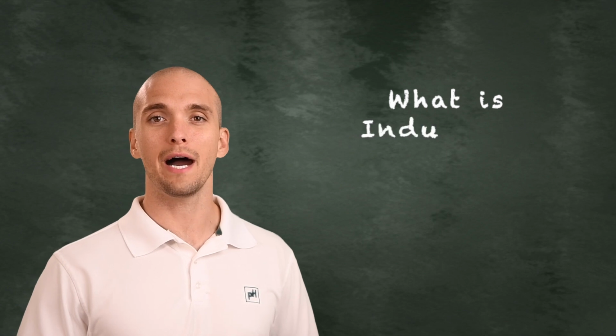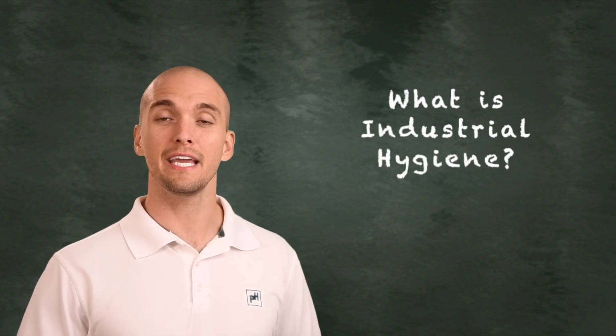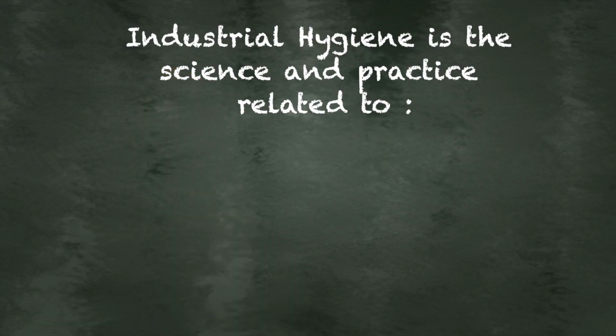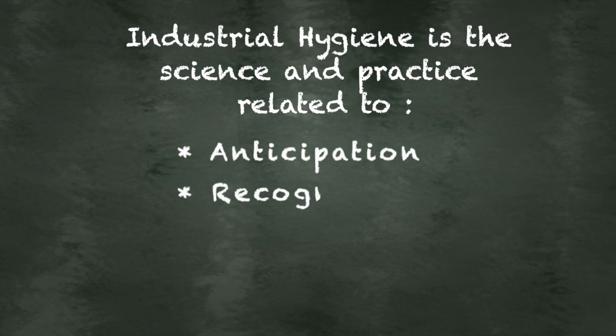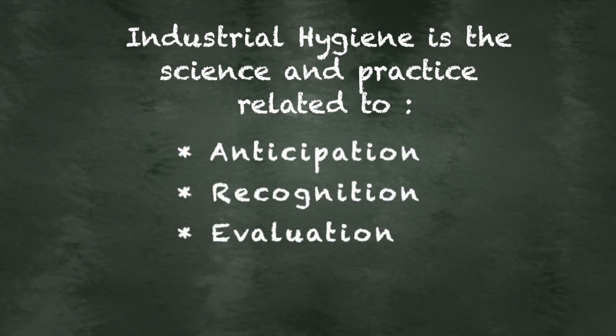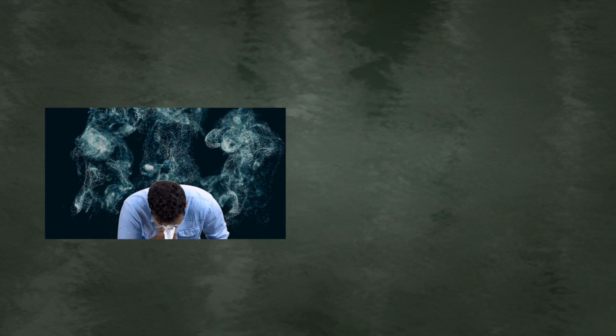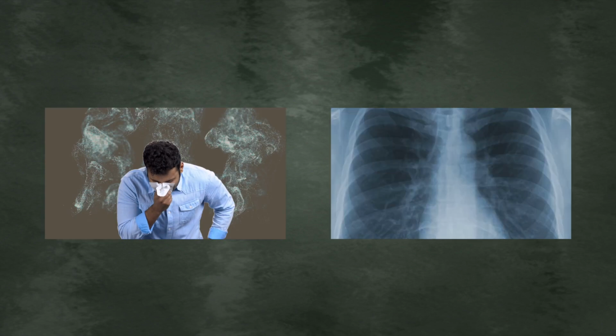In this video, I will describe what industrial hygiene is and how it's practiced. Industrial hygiene is the science and practice related to the anticipation, recognition, evaluation, and control of environmental hazards. These hazards can cause varying levels of health effects, from mild irritation to severe long-term prognosis.